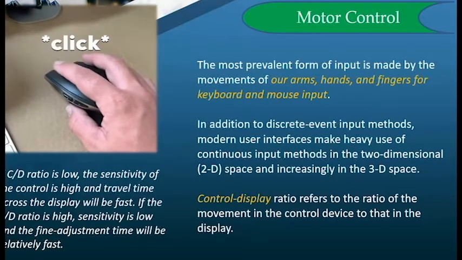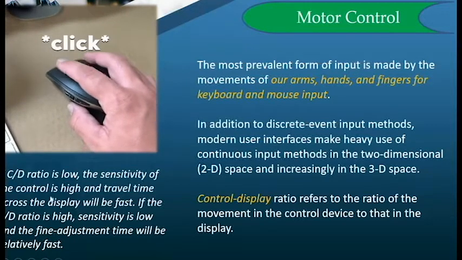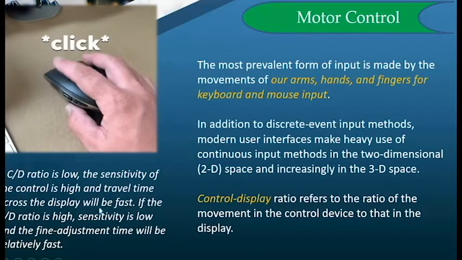If the control display ratio is low, the sensitivity of the control is high, and the travel time across the display will be fast. If the CD ratio is high, sensitivity is low, and the fine adjustment time will be relatively fast. So here's the motor control.